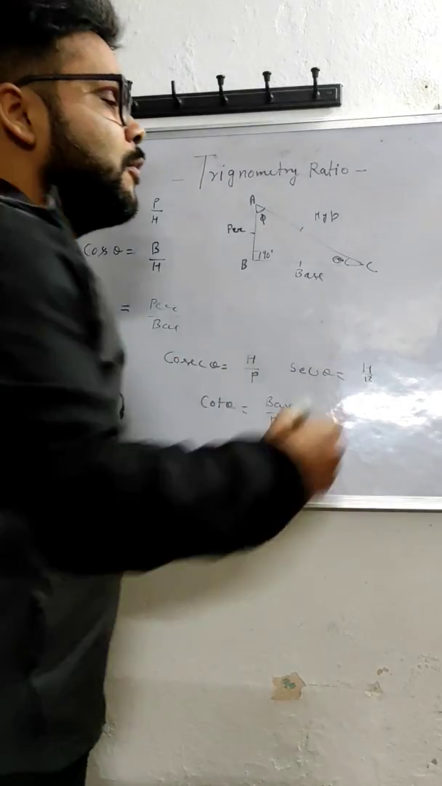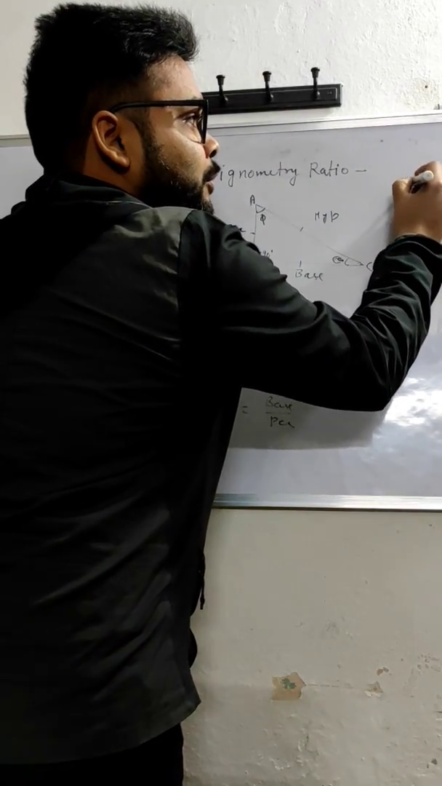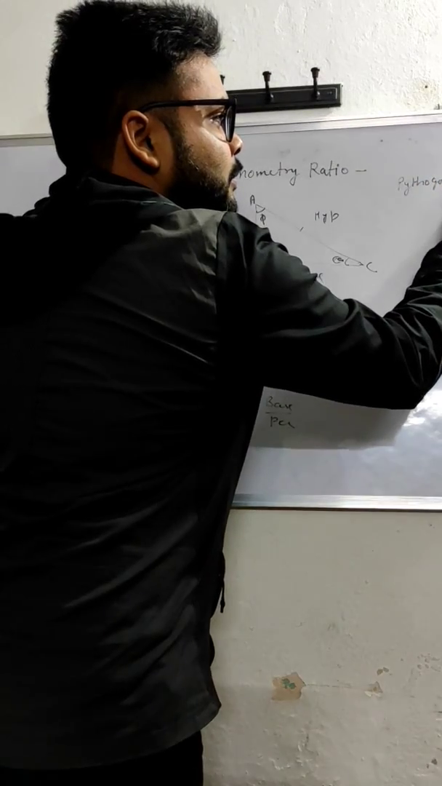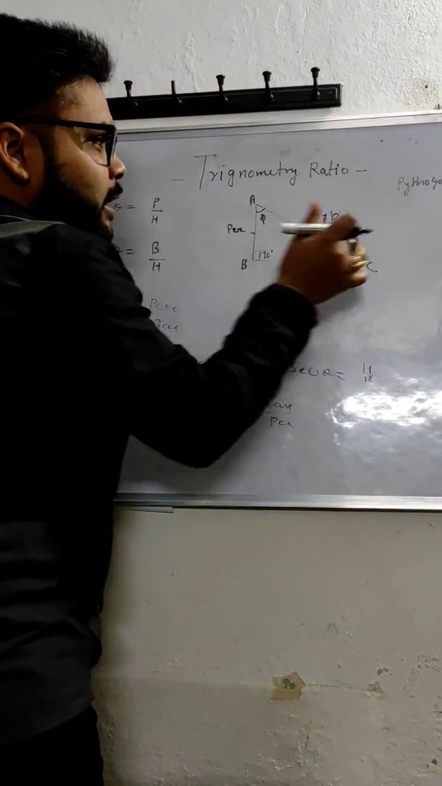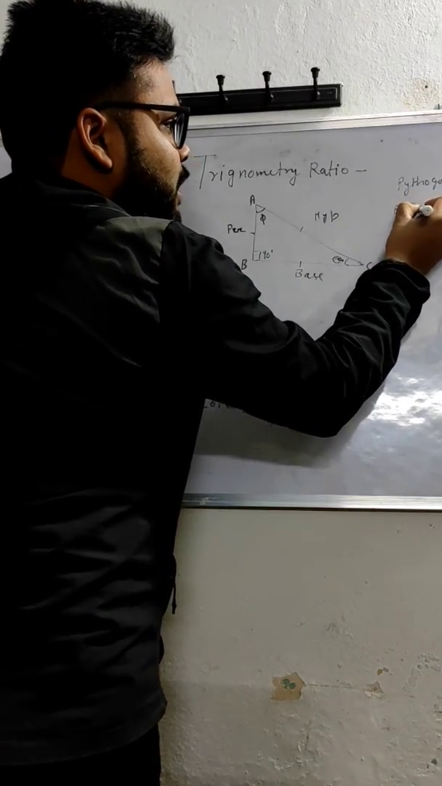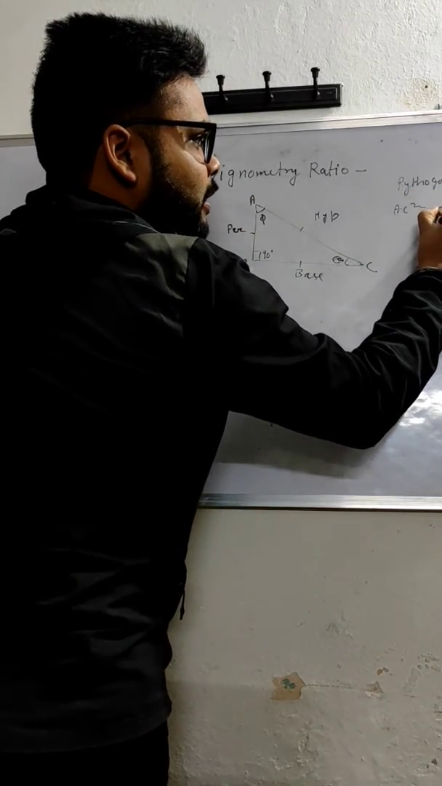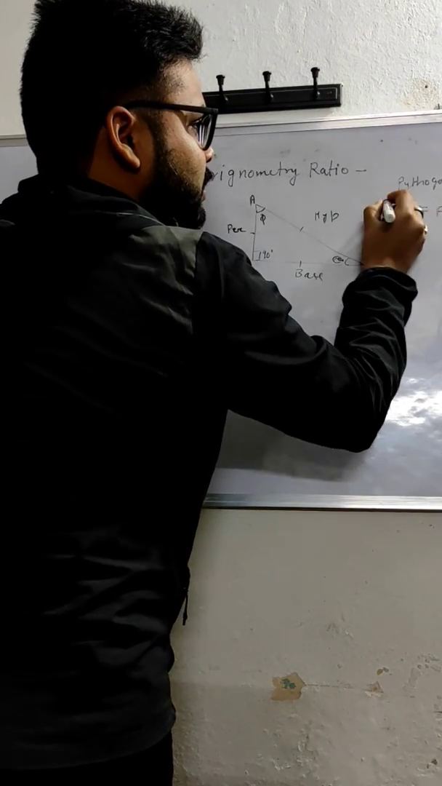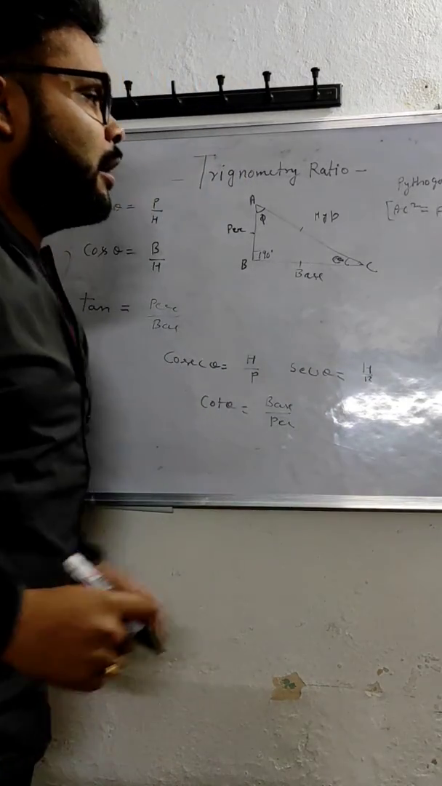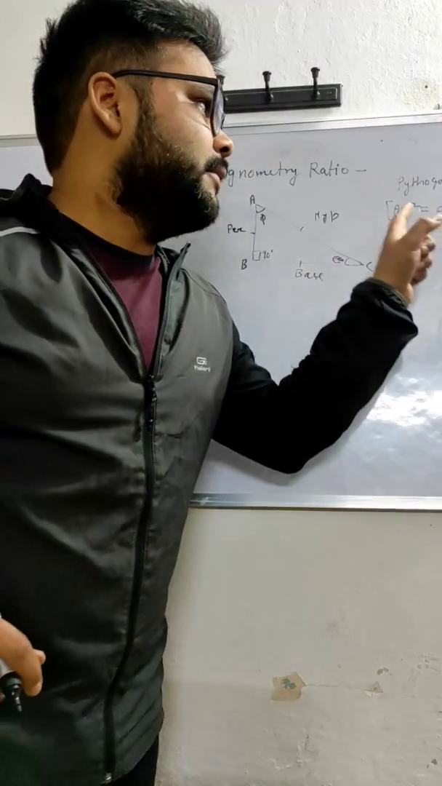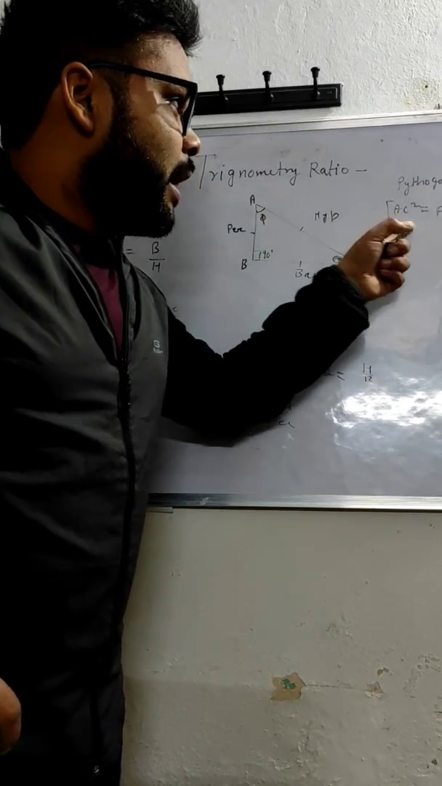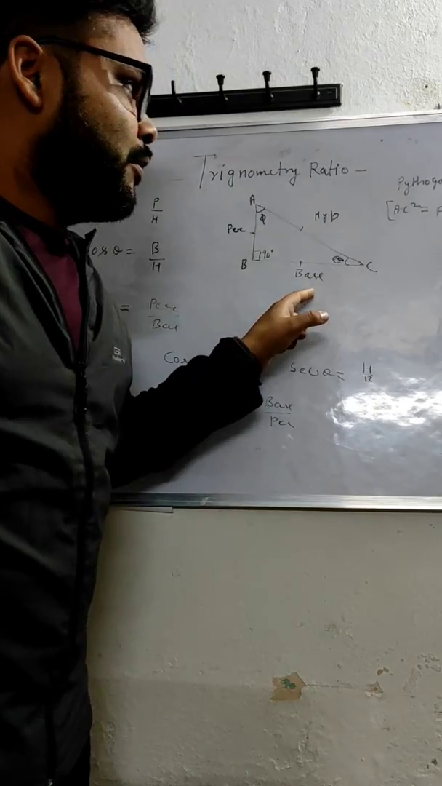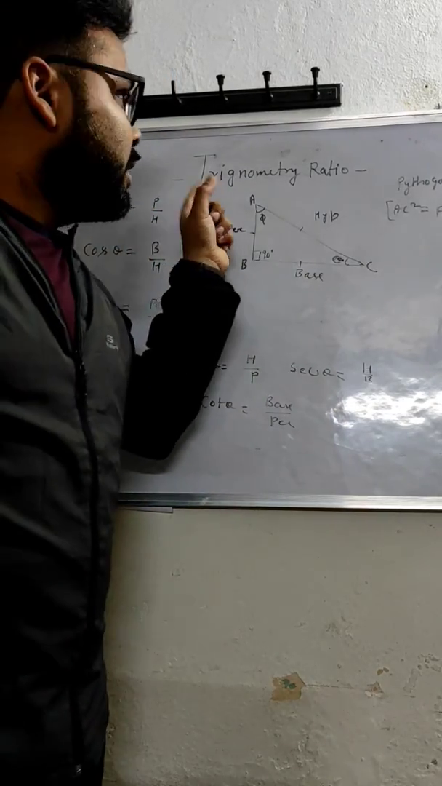Now I will explain what the Pythagoras theorem is. The Pythagoras theorem says that hypotenuse square is equal to perpendicular square plus base square. This is a simple theorem, and it has a lot of utility. This is very important: hypotenuse AC square is equal to perpendicular AB square plus base BC square. So this is the basic concept regarding trigonometry ratios.